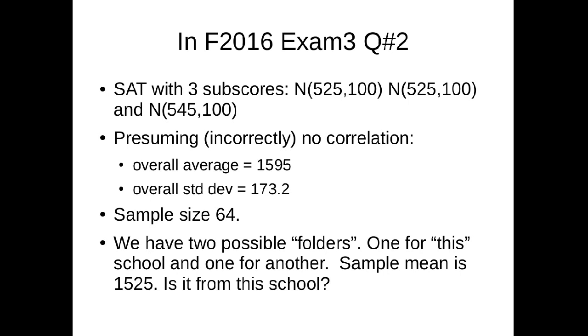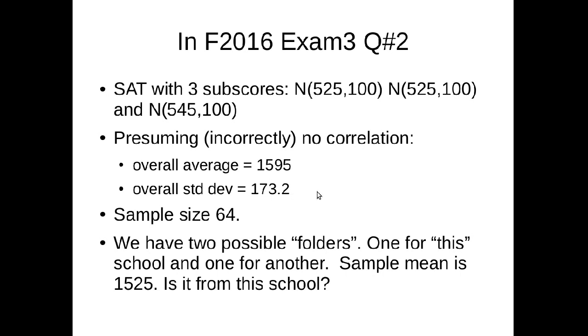So in an old exam, I had this question: SAT score with 3 subscores, and presuming, incorrectly of course, that there's no correlation. The overall average, you just add these up, 525 plus 525 plus 545, and you get 1595. What's the overall standard deviation? Well, you have to square each of those, so you get 3 times 100 squared, and then you take the square root of that, and you get 173.2.